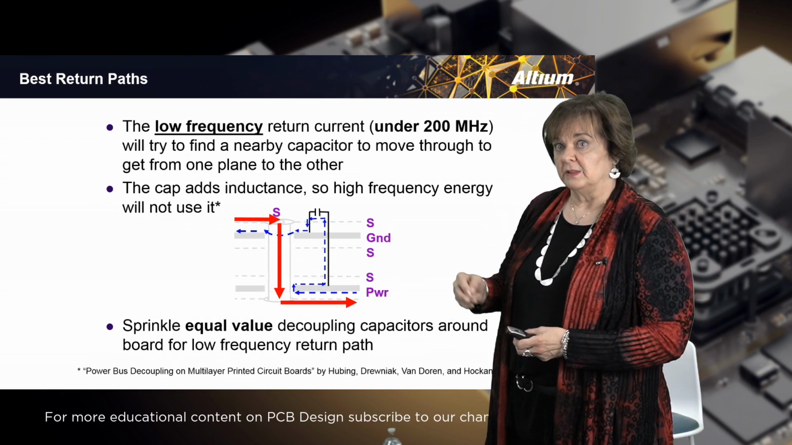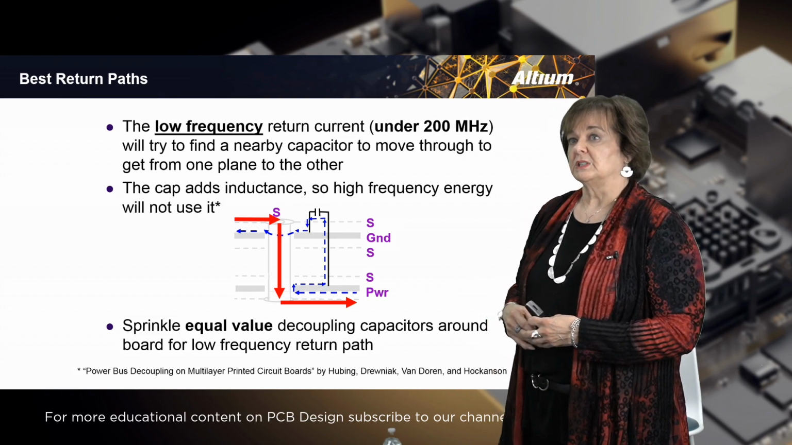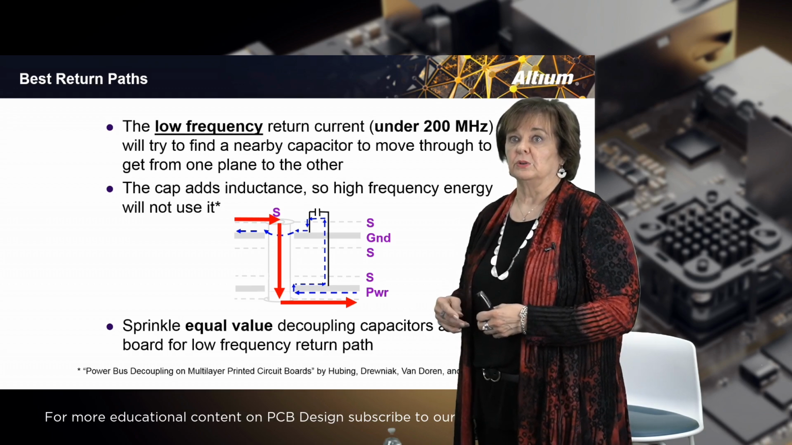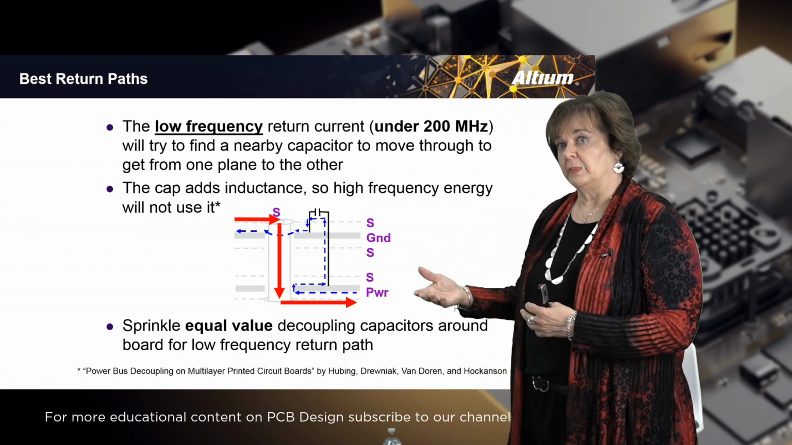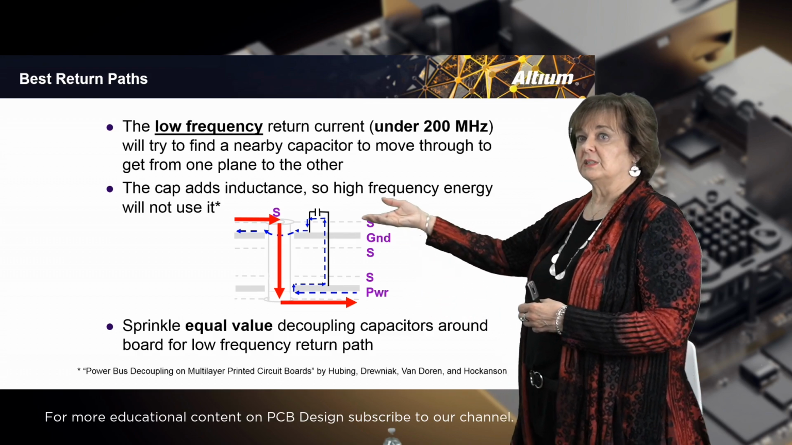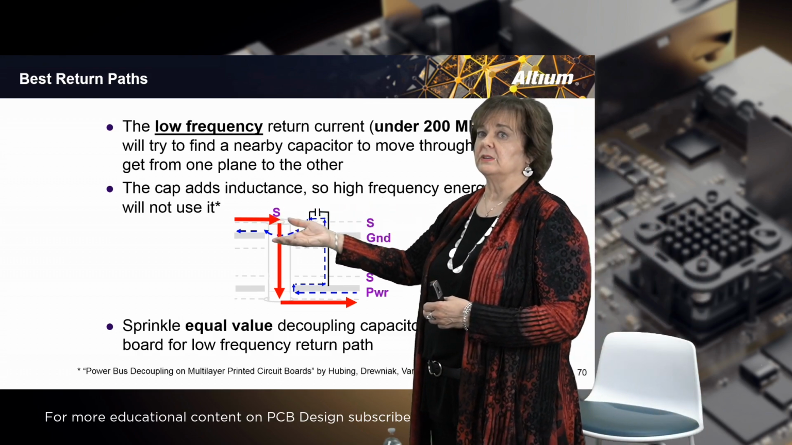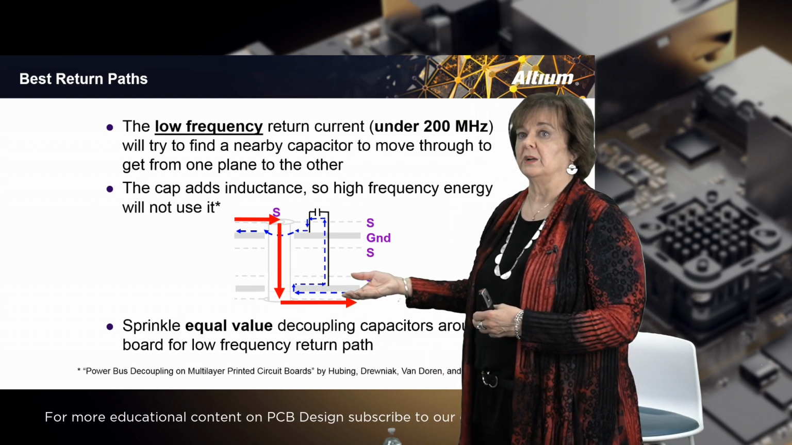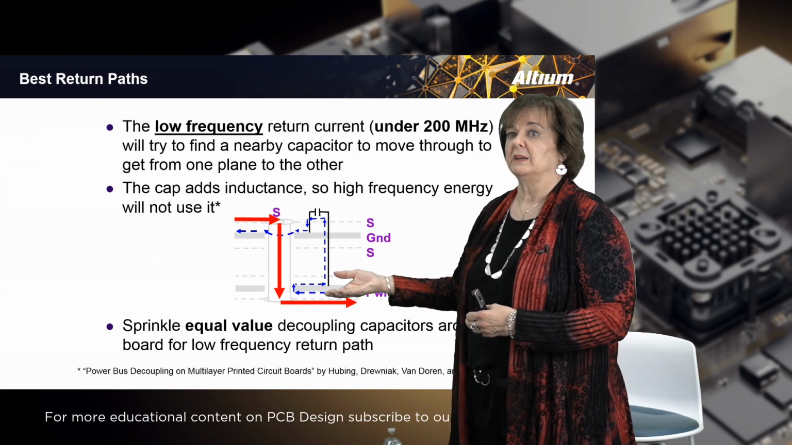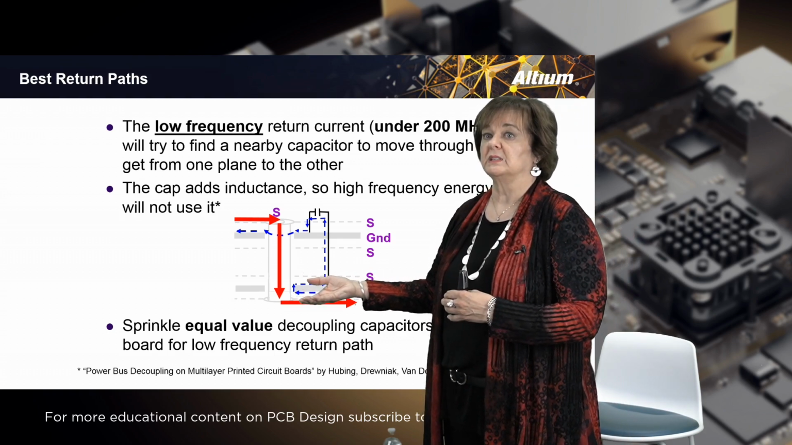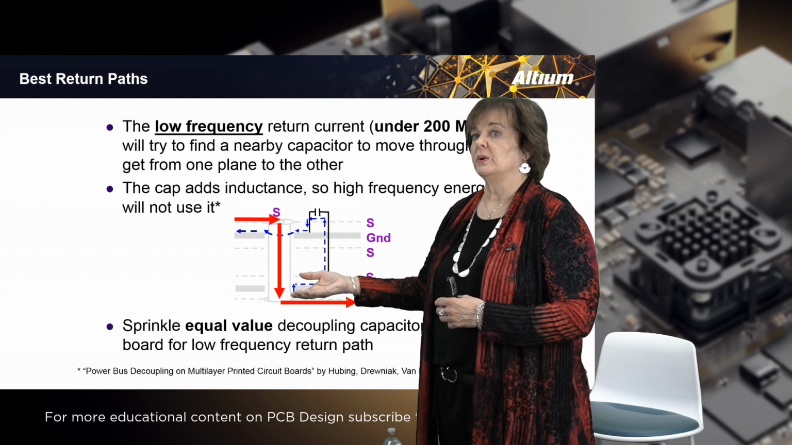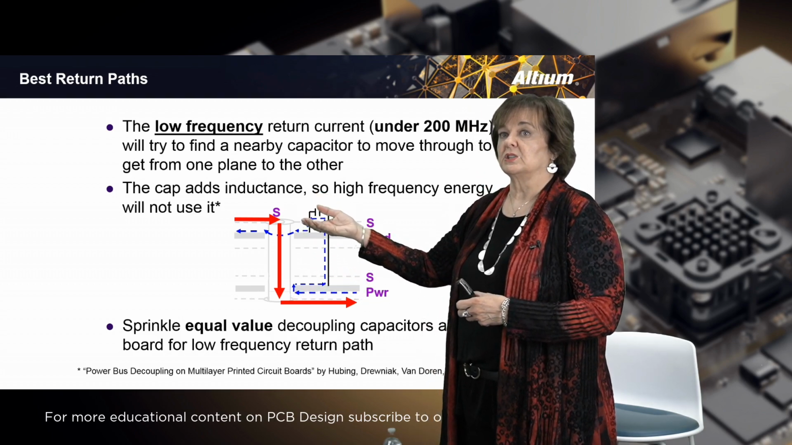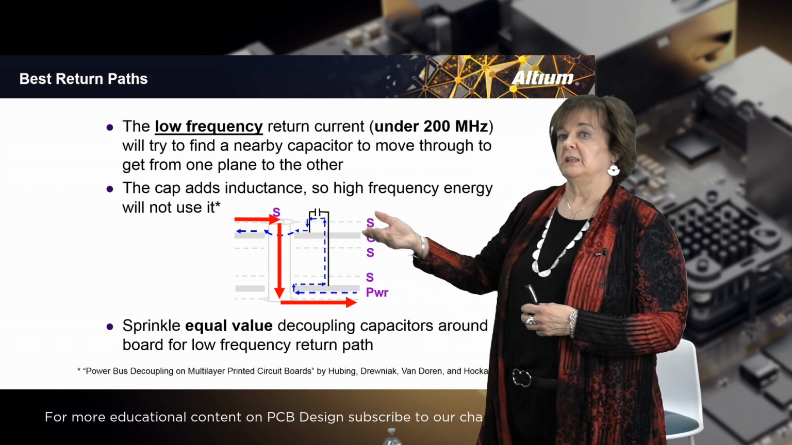If you do that, the low frequency energy, which is like under 200 megahertz, will try to find a nearby capacitor to move through to get the energy back to the source. So you have the signal going down a signal via, changing and referencing to returning on a power layer. The energy is now on the bottom side of the power layer, or in between the signal and the bottom side of the power layer. It's going around the antipad opening, coming back to the top side, and then going up to the connection through the capacitor, and then back to the source.